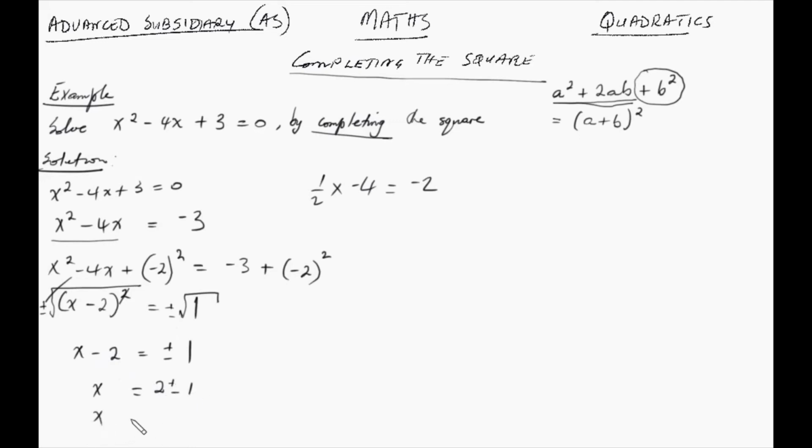So that means x is equal to 2 plus 1, or x equals 2 minus 1. That is 3 or 1. So these are the values of x, or the roots of this equation. All right. Okay. That is how easy it is by completing the square.